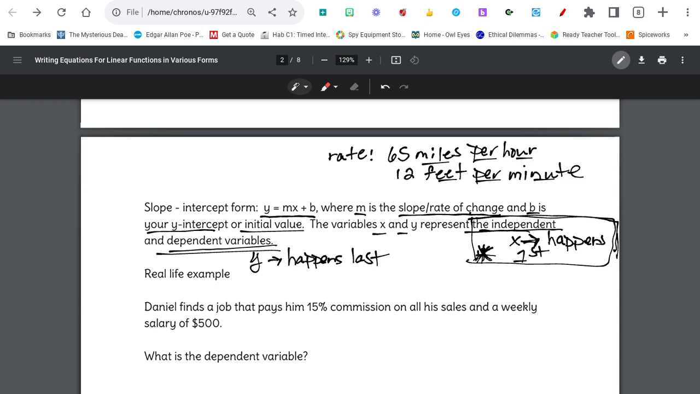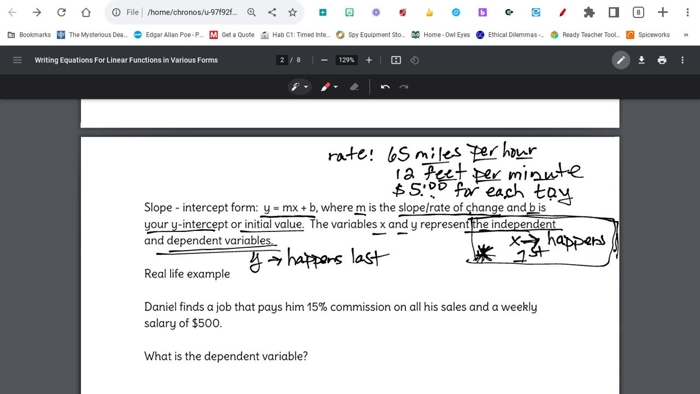That's a rate statement because it's feet per minute. Or you may see something like $5 for each toy. Okay, so that's $5, and instead of per, you see the word each, which means $5 per toy or $5 for one toy.